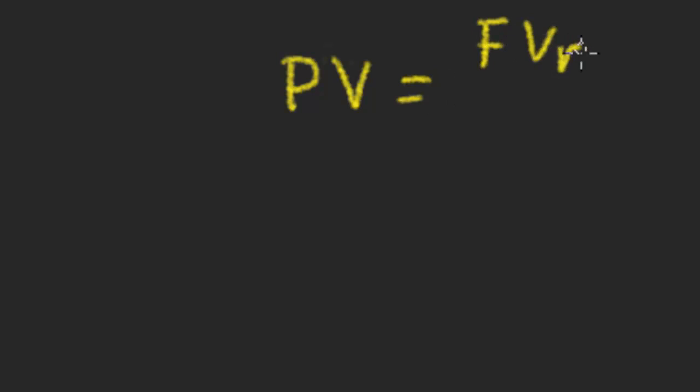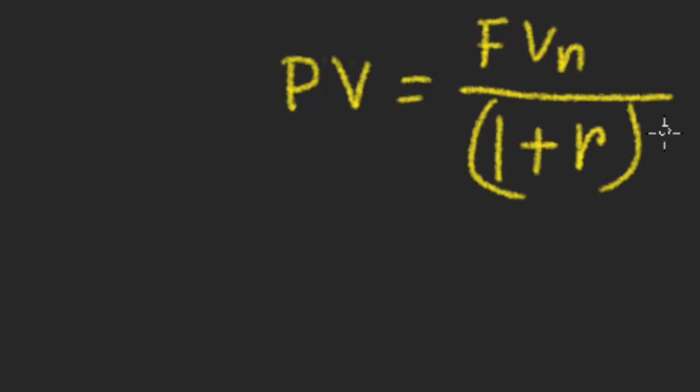At first, let us write down the formula for the present value of a single cash flow. The present value of a single cash flow is equal to FVn, the future value after n years, over 1 plus R to the power n. You know that R is the discount rate and n is the number of years, and FVn represents the single cash flow that we covered in a previous lecture.